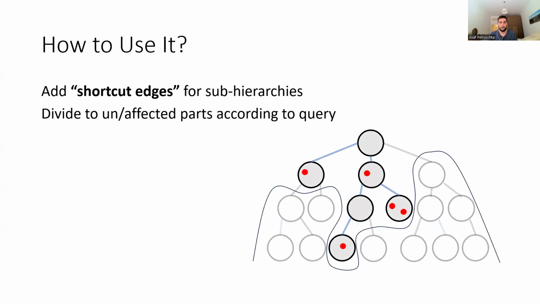Next, the query arrives, and when this happens, we divide the parts of the decomposition into affected and unaffected parts. The affected parts are those that either contain a query vertex or that are found above parts that contain query vertices. This definition ensures that if a part is unaffected, then all of the shortcut edges that we created for the sub-hierarchy beneath it are valid, in the sense that they represent non-faulty paths in the original graph.